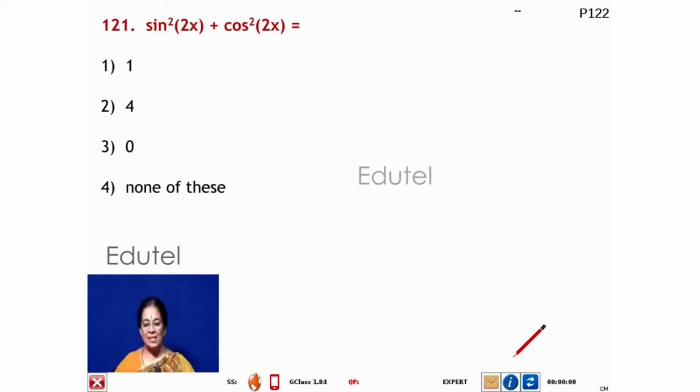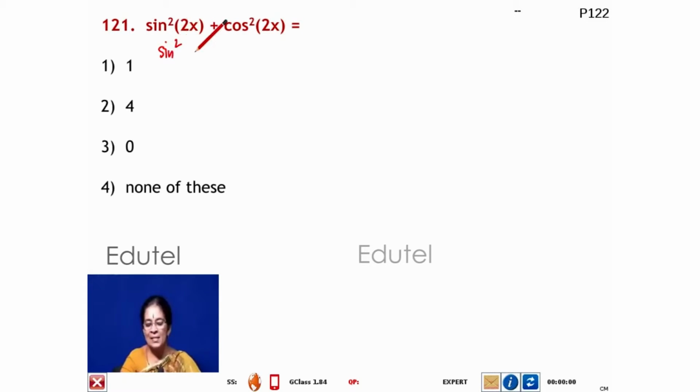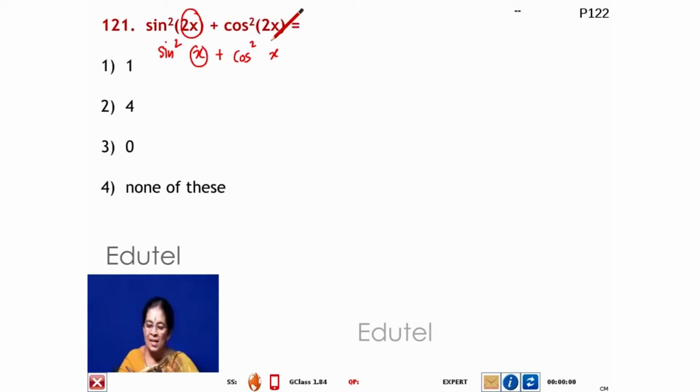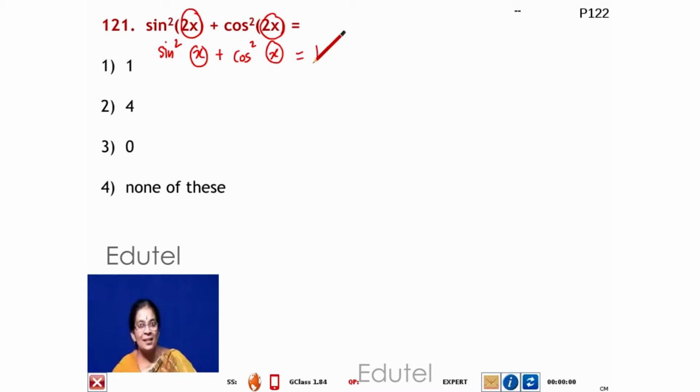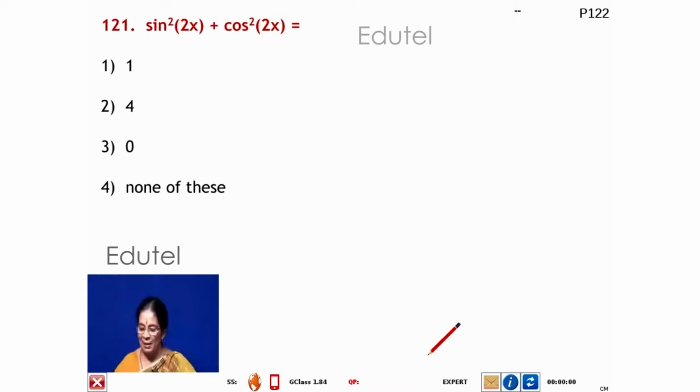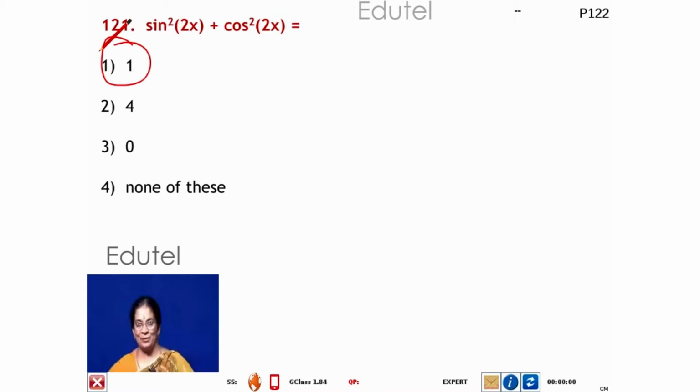What about this? Sine square 2x plus cos square 2x. Again, it is looking same like sine square x plus cos square x. Only difference is in place of x you have 2x. So because sine square x plus cos square x is 1, sine square 2x plus cos square 2x also will be 1. The same trigonometric identity can be applied here. And so your option will be the first option.